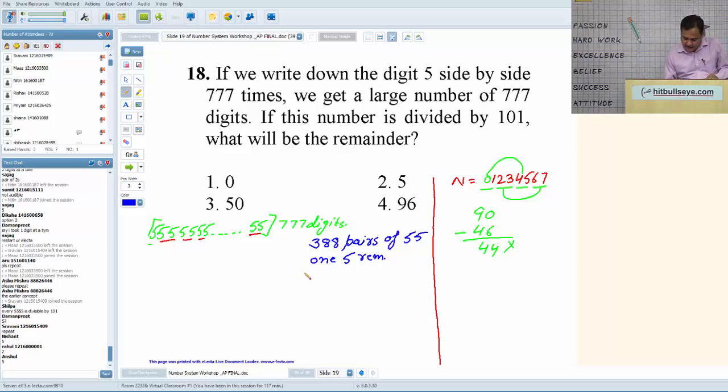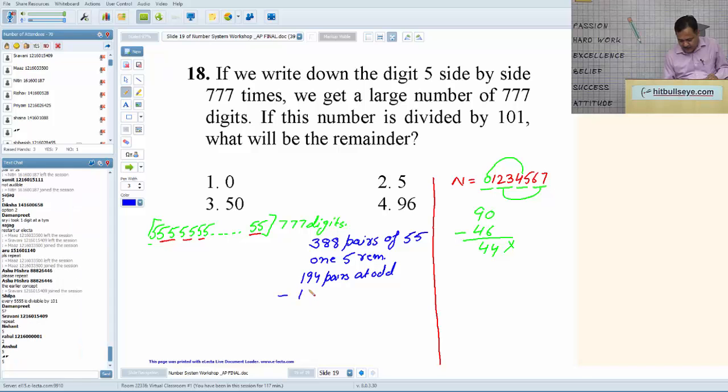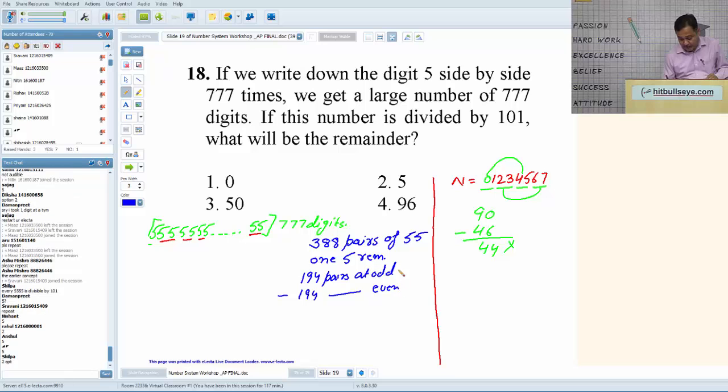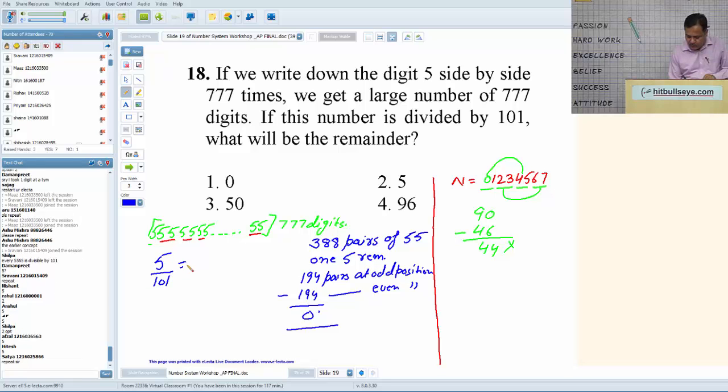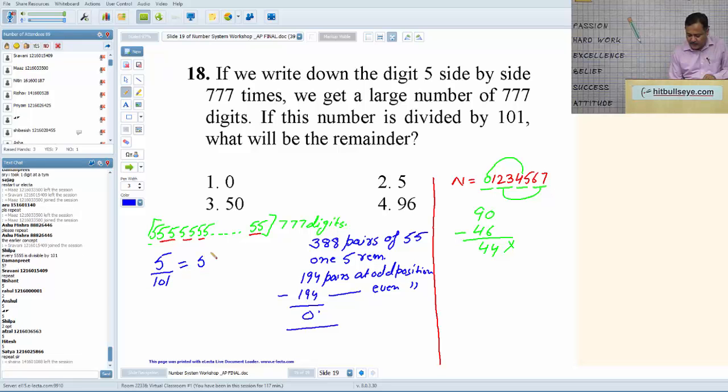So 194 pairs at odd positions minus 194 pairs at even positions, taken 2 at a time. So the difference will be 0 and there is only 5 remaining. So 5 divided by 101, the remainder would be 5 only.